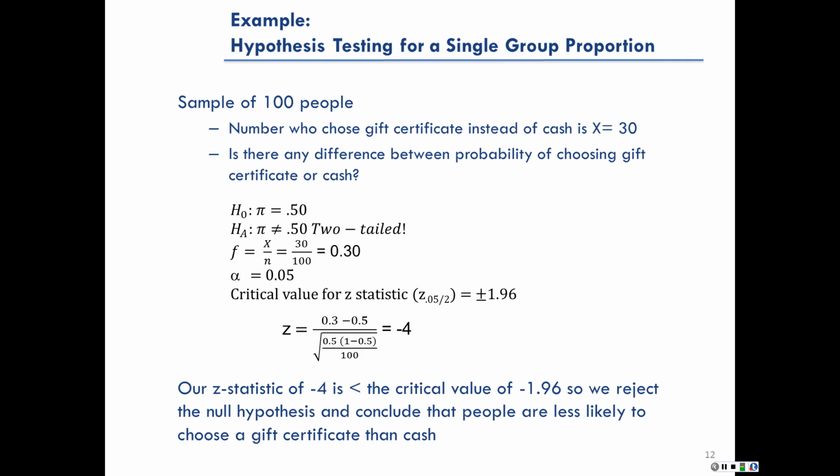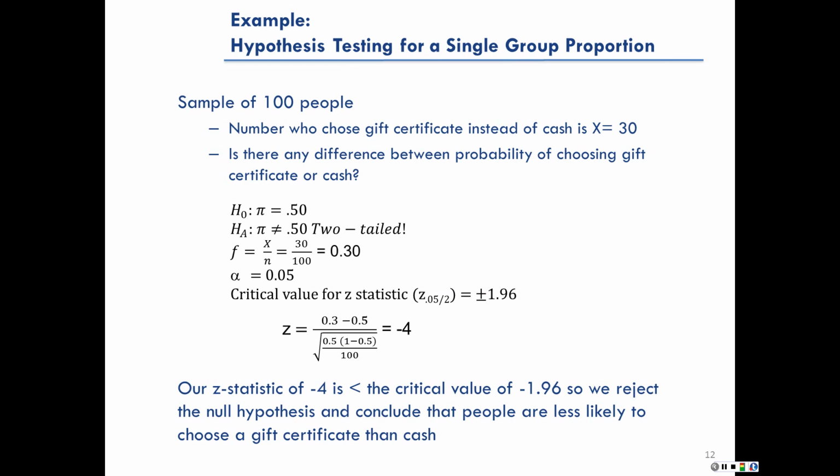So let's take an example. We have a sample of 100 people, and they're offered a gift certificate or cash. The number of people who choose the gift certificate instead of cash is 30. Our question is, is there any difference between the probability of choosing a gift certificate or cash?